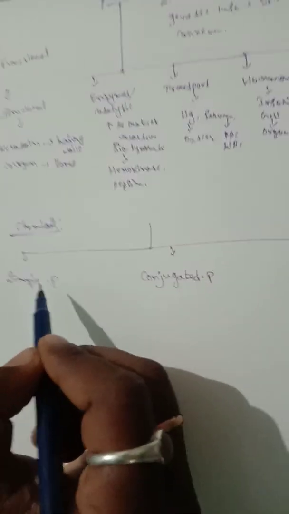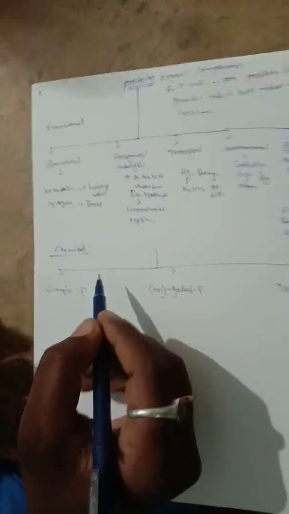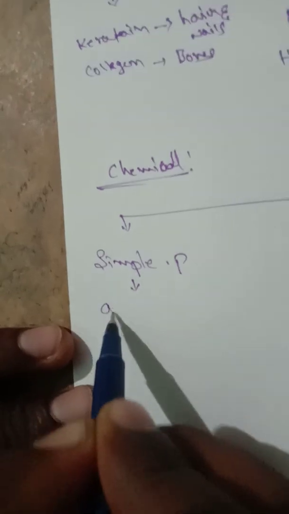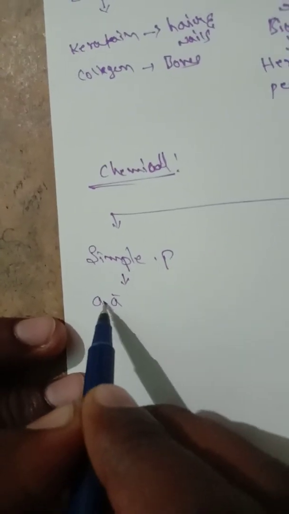So what are the simple proteins? They are composed only of amino acids, and are known as simple proteins. They contain only amino acids. There is no other substance present. That is known as a simple protein.